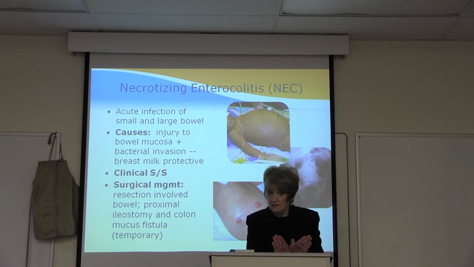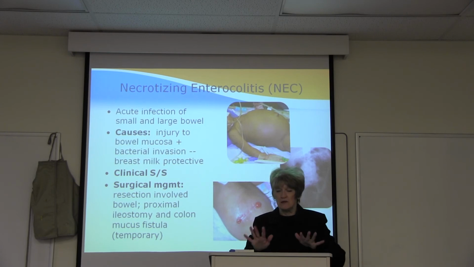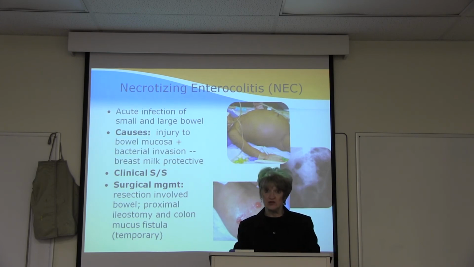So the baseline condition is vulnerable mucosa of the GI tract, okay? Some degree of ischemia, rendering the mucosa very vulnerable to bacterial invasion. Once you have a vulnerable bowel wall, then bacteria can easily penetrate and can set up an acute infectious process. Now, interestingly, breast milk is protective, or seems to be protective.